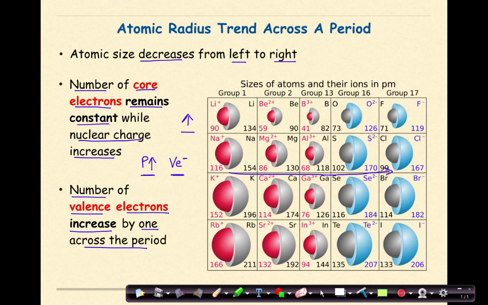So again, we could look at, starting with lithium, the atomic radius going across in period 2 and see it goes from 134 to 90 to 82. With the metals, we see the same trend with the nonmetals as oxygen goes from 73 to 71 as we go across the period with the nonmetals. So the general trend again is the atomic radius will decrease as you go from left to right.